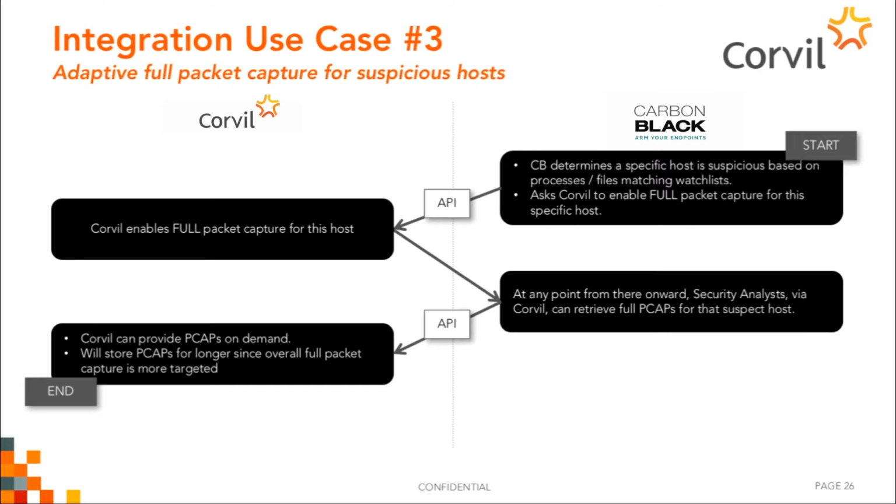As Carbon Black identifies specific hosts and tags them as suspicious, via the API, Carbon Black can request for Corvil to enable a dedicated monitoring session and begin recording all packets for that particular host and how it's communicating on the network. This packet data is then available on demand for a security analyst to access and leverage as part of an investigation. Let's now watch this API-based integration as it takes place.